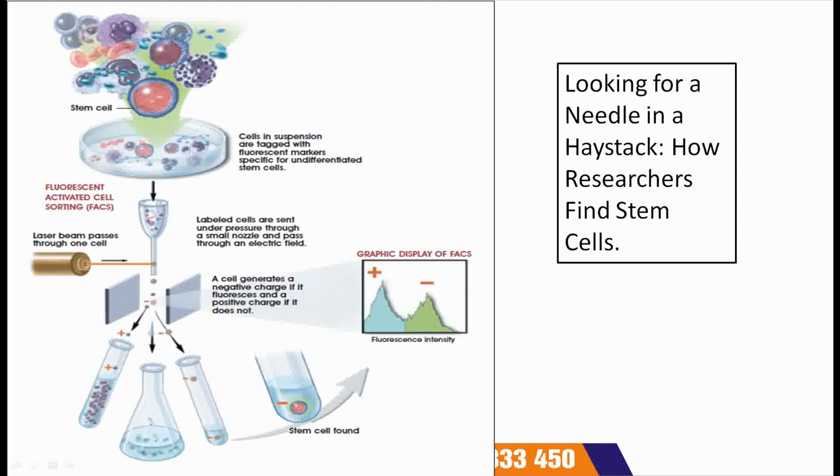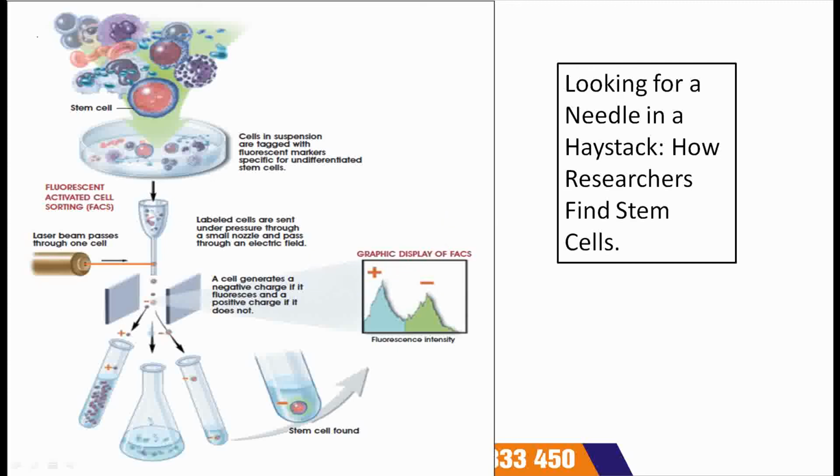Here in this diagram, first let us see what is shown. This is looking for a needle in a haystack. It shows how researchers find stem cells. This is a graphic display of facts, showing how the facts display between these cells with the help of surface markers, plus or minus. So we will see this display of facts in the last.